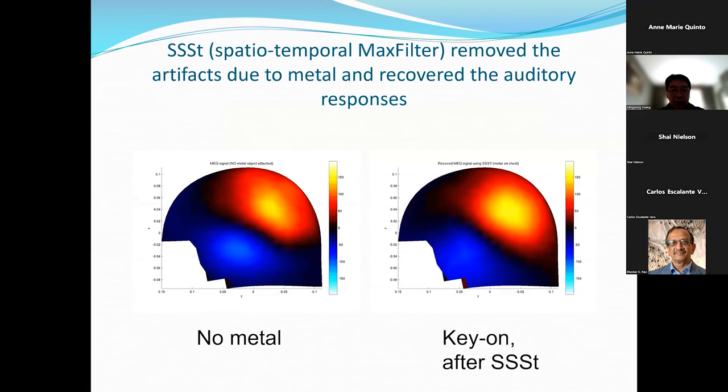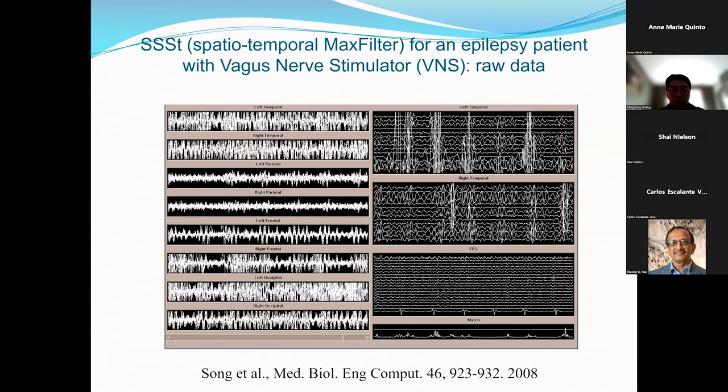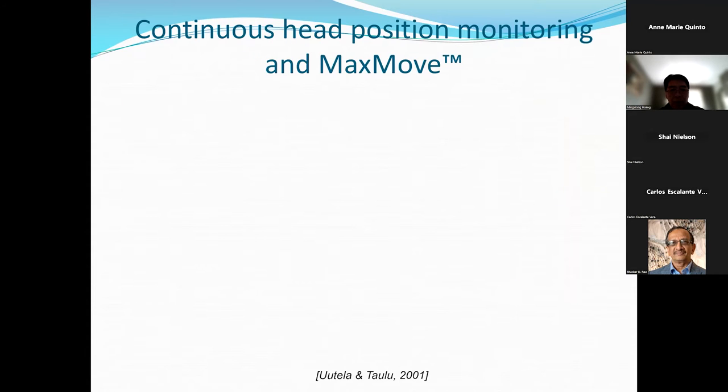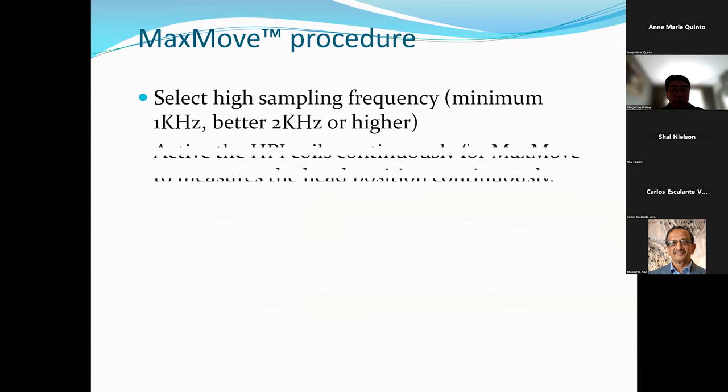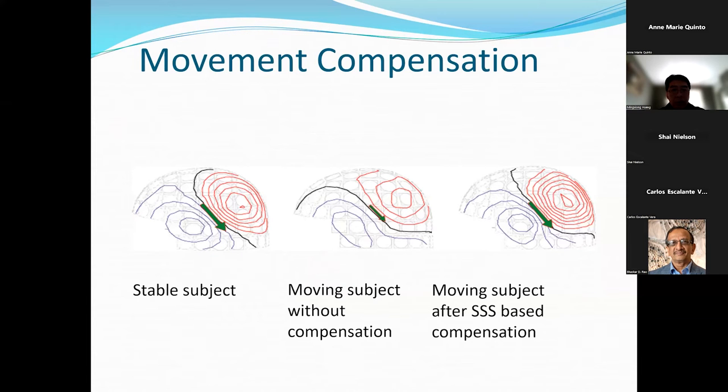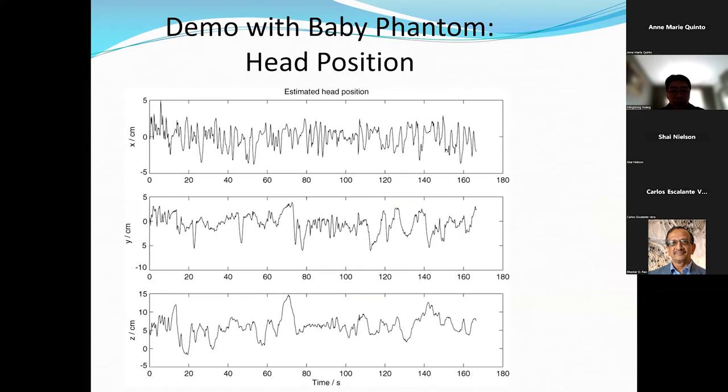We show a lot of examples of how this Maxfilter can help us remove the huge artifact, say, from the vagus nerve stimulator in a patient with epilepsy. And we also talk about the MaxMove, which is part of Maxfilter. We can actually monitor the head motion. That's a very useful, powerful tool in the case of pediatric research, pediatric clinical MEG data acquisition. For the movement compensation, we can recover the signal and use the MaxMove.